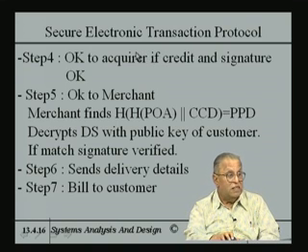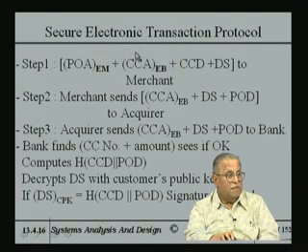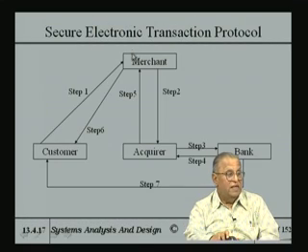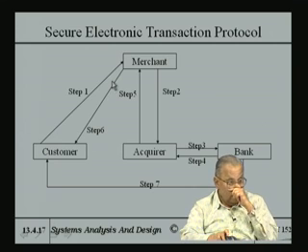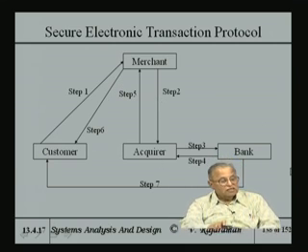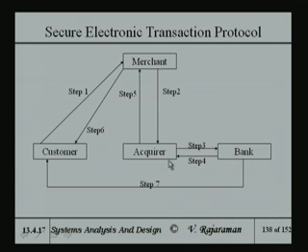So there are 7 steps in this process, and these are the 7 steps which I have shown in this picture here. This is the customer sending the purchase order, which is stripped, and then this goes to the acquirer, who sends it to the bank, which checks and okays the payment. This is informed to the merchant, who checks the signature and sends it to the customer. And ultimately, of course, the bank will send the customer a full bill at the end of each month.